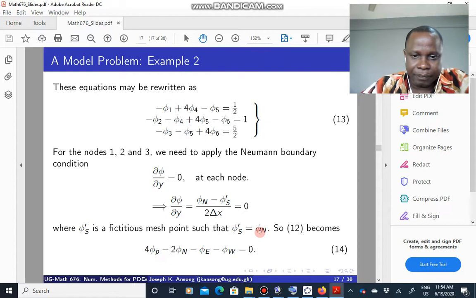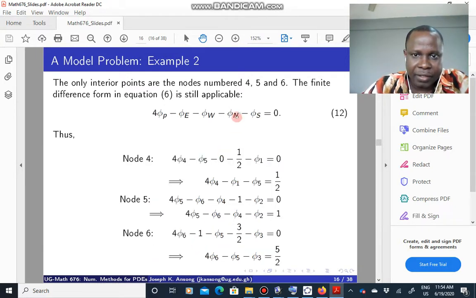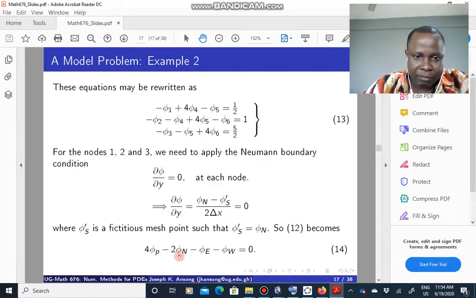The compass notation formula for the discretized equations, so that wherever you see phi s, you replace it with phi n, and so the equation becomes this. Okay, so if you look at our equation here, we have this. Because we are applying the Neumann boundary conditions, phi s becomes phi n, so this is phi n. So phi n minus phi n is negative 2 phi n, and so you end up with minus 2 phi n here. Okay, and the other ones remain the same.